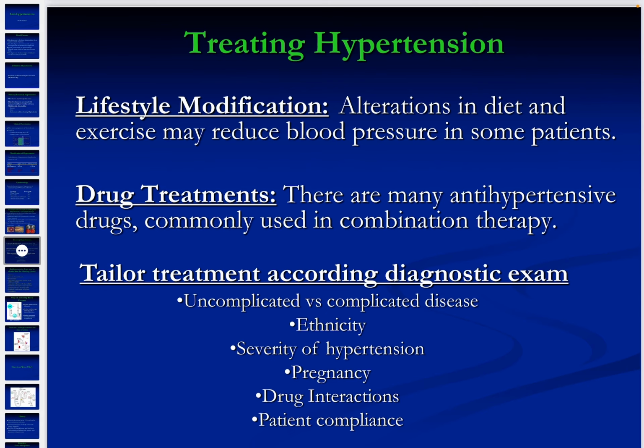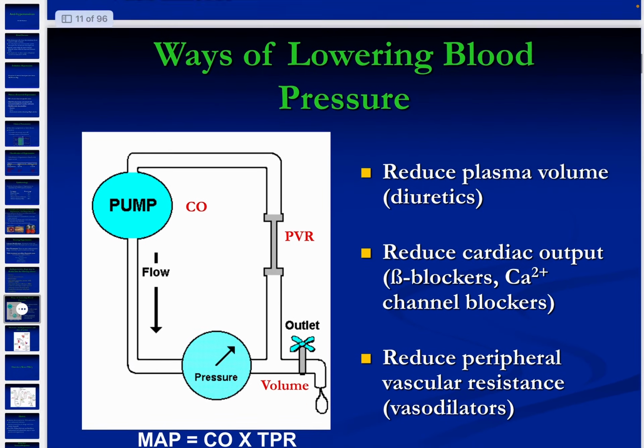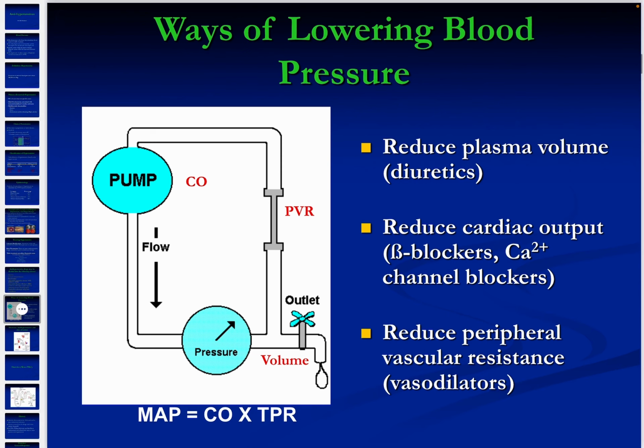Let's start with the first group and talk about the ways to lower blood pressure in general. We said blood pressure is controlled by cardiac output and peripheral vascular resistance. So we lower cardiac output. Reducing cardiac output is one treatment modality. We do that with beta blockers and calcium channel blockers.